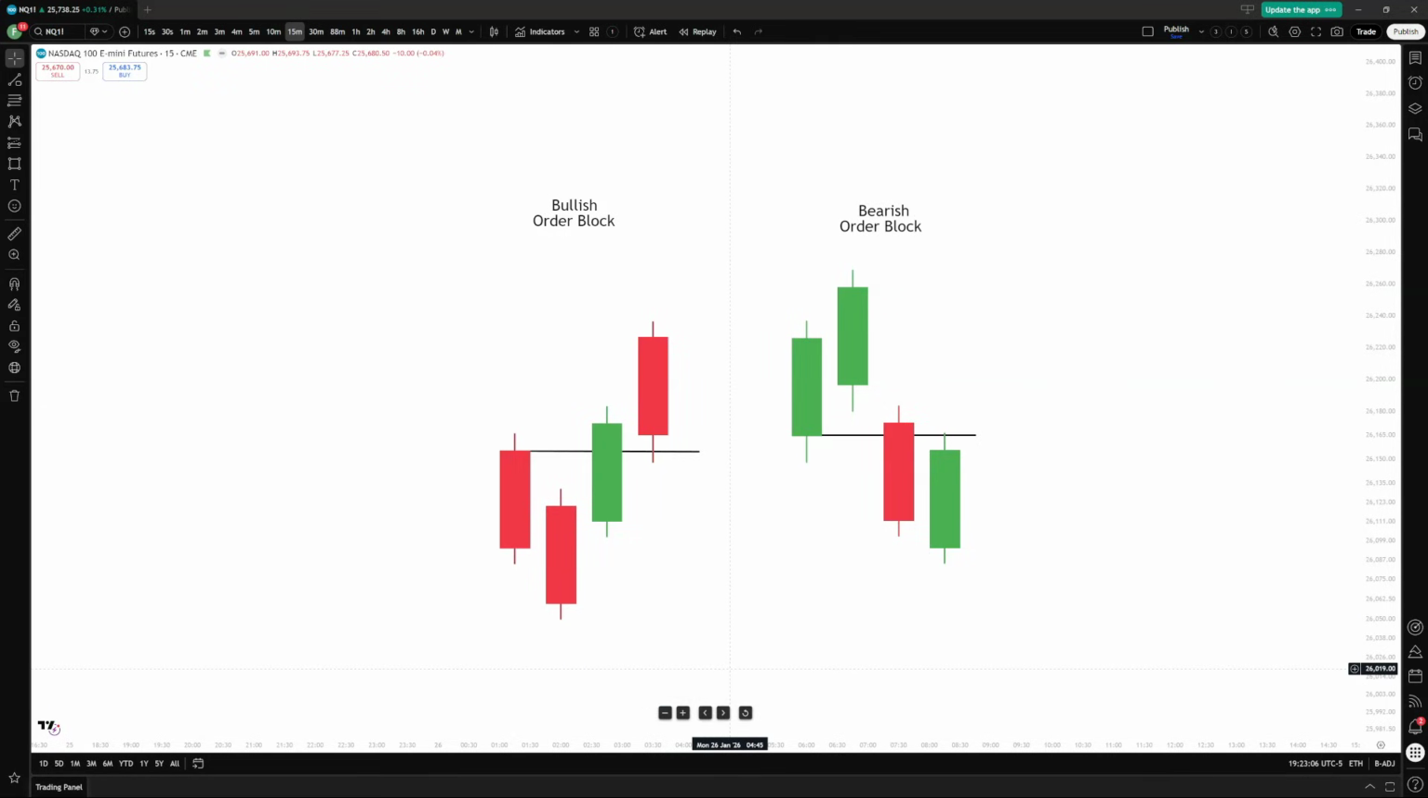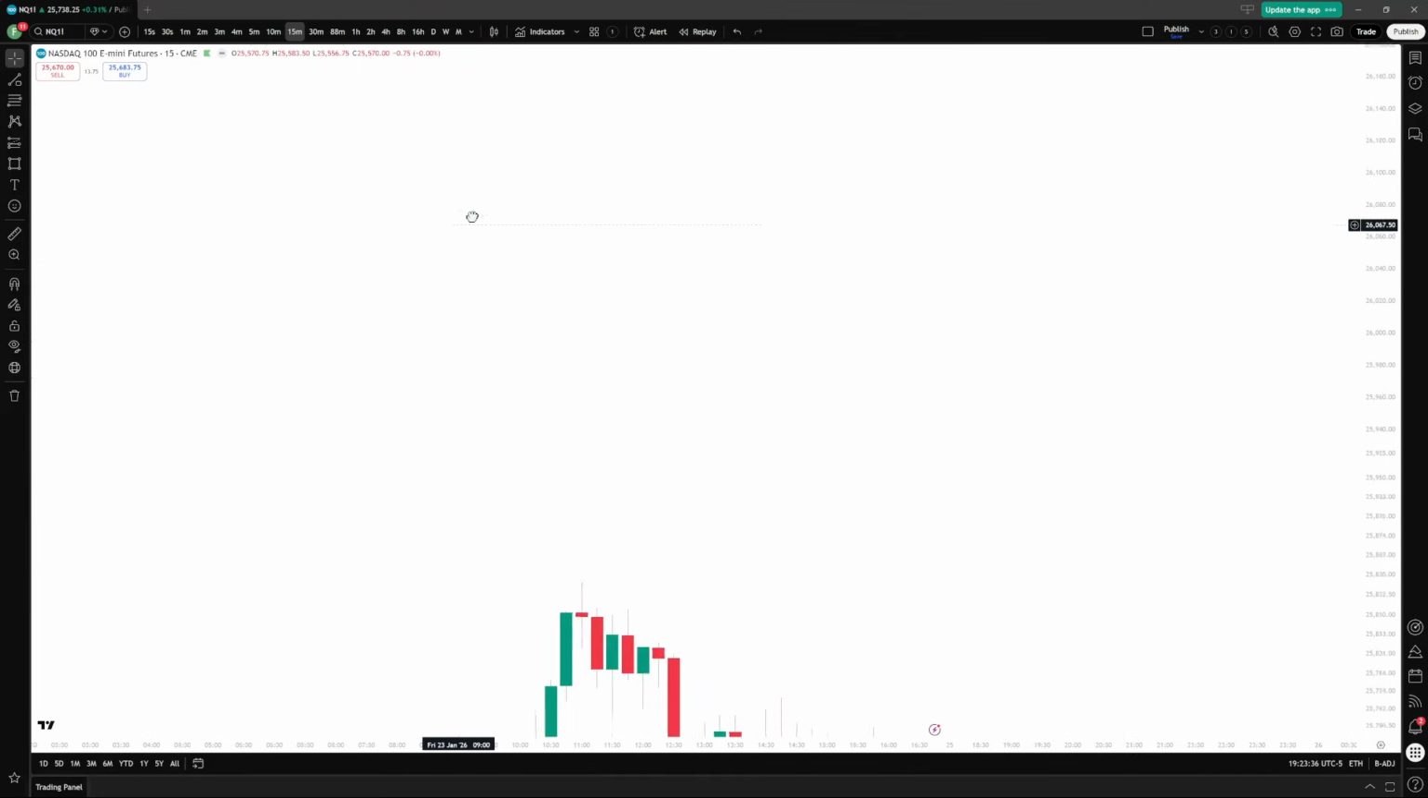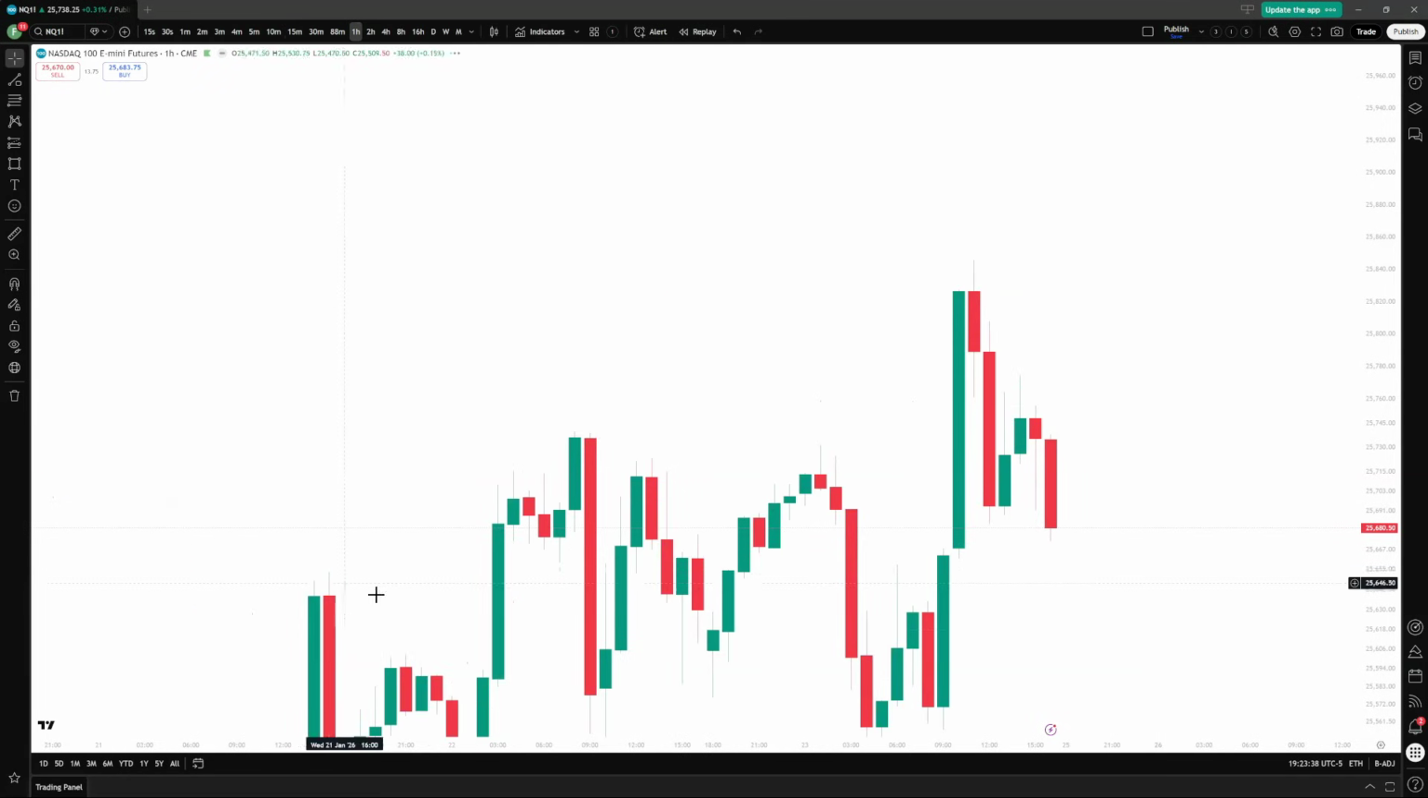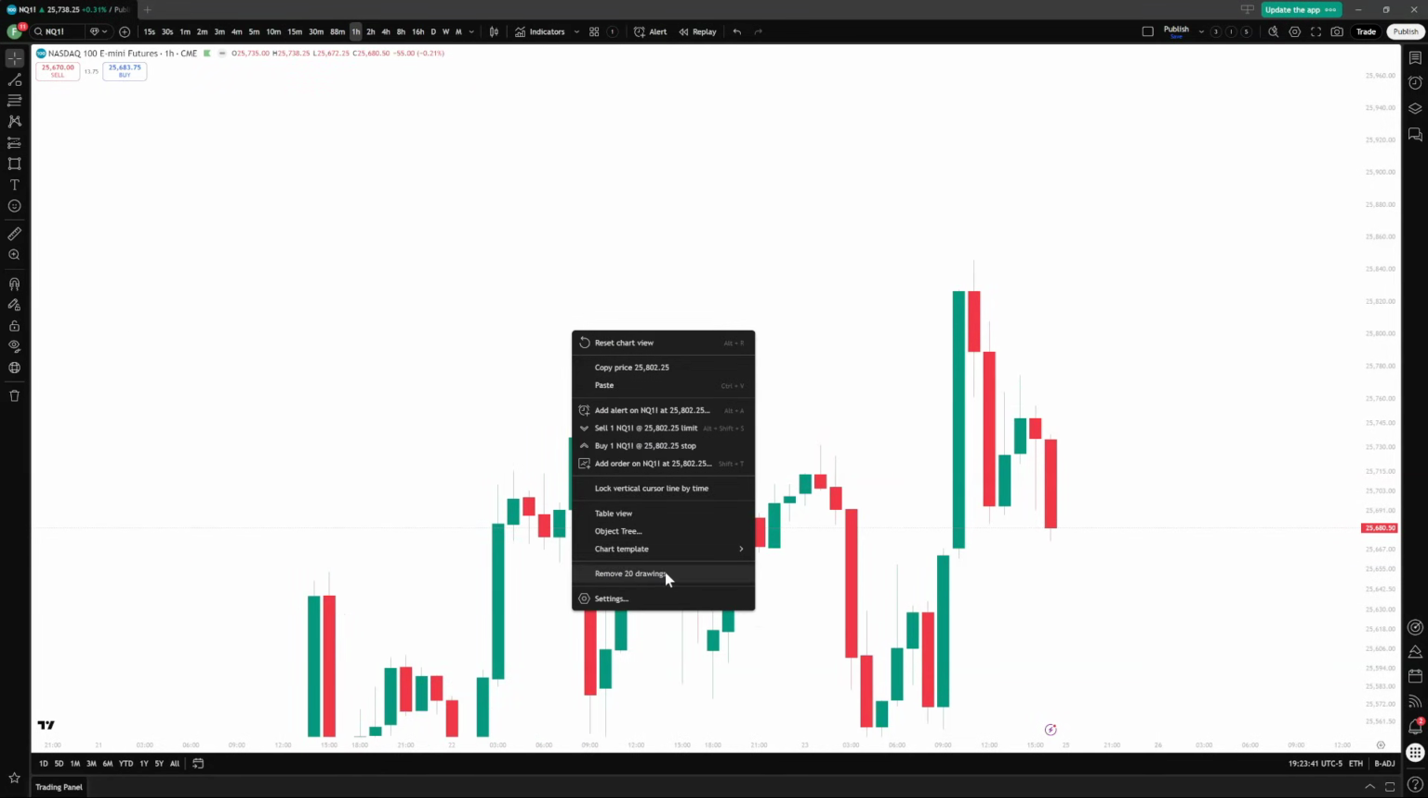Knowing that every red candle will support price if the price is above it, and every green candle will push price lower, that helps us frame a setup. Knowing that, let's take a look at how we can use order blocks to find setups in an easy way. Let's move to the 1 hour time frame, and let's remove the drawings.